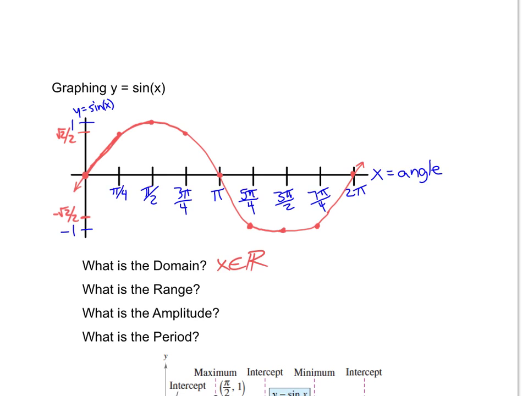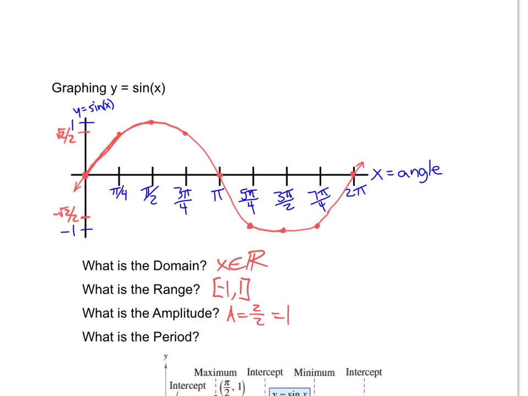Alright? Our range, what was our range, Samantha? Between negative 1 and 1. Alright? Notice I use the brackets because it does equal negative 1 and positive 1. Okay? Now, what's our amplitude for sine? 1. We're going from negative 1 to positive 1. That's a distance of 2, divided by 2 is 1.